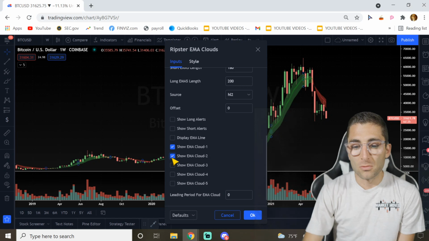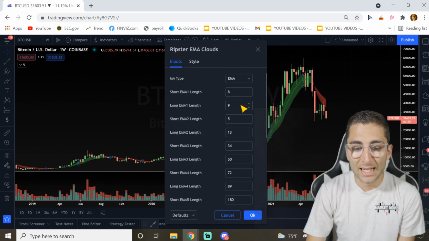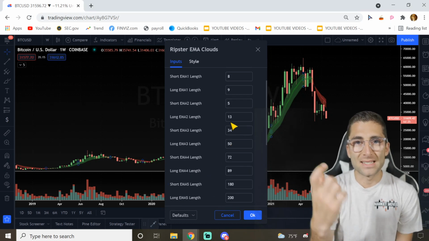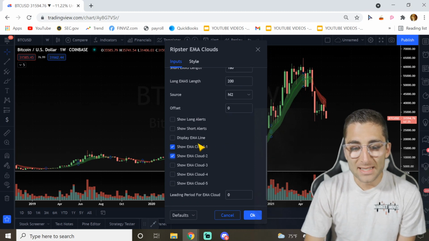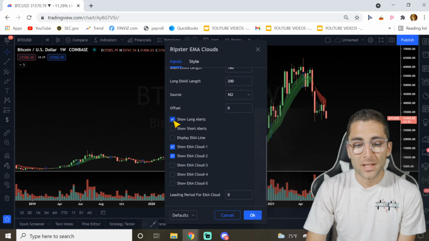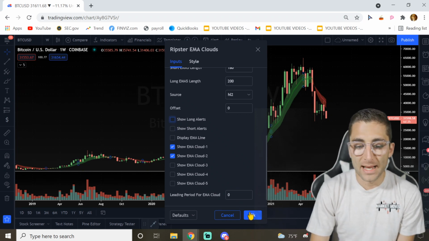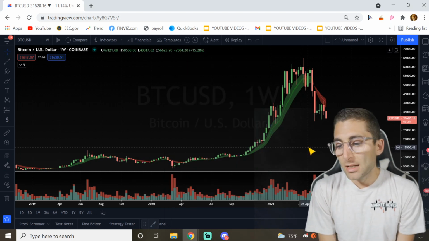Cloud 1 is just one moving average. Cloud 2 is just those two up here. You can see 8, 9, and then 5 and 13. So very close. Cloud 1 is basically like the same exact number. So we need the second one. But you can also have long and short alerts, and those just show up when the clouds cross and price action changes. So we're going to click OK and show you what to do and show you how to use this indicator.